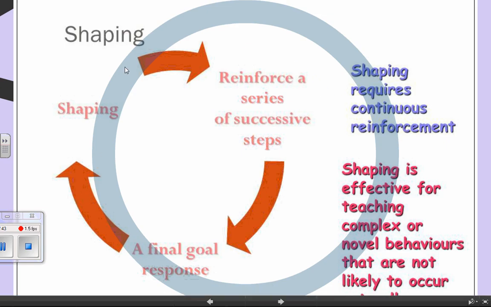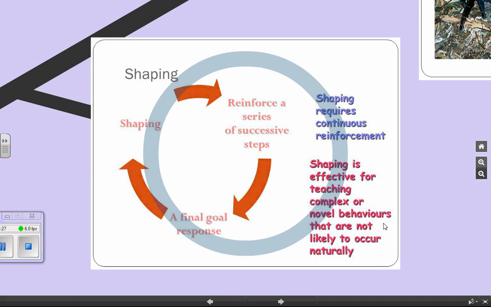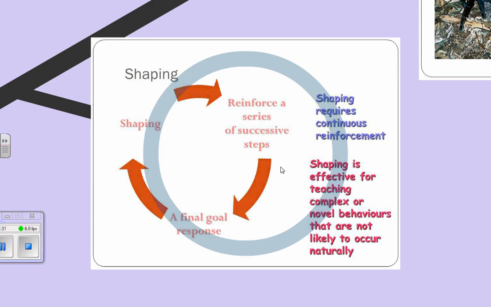And this is how we are shaping a behavior. I need you to remember the parrot who was putting the ball in the basket. Shaping means reinforcing a series of successive steps, and when the participant reaches the final goal, then we know that the behavior has been shaped. So shaping requires continuous reinforcement. We shape the behavior of the dolphin in Sea World. It's effective for teaching complex or new behaviors that are not likely to occur by nature. So this is why I'm using this to shape the behavior of a dolphin.